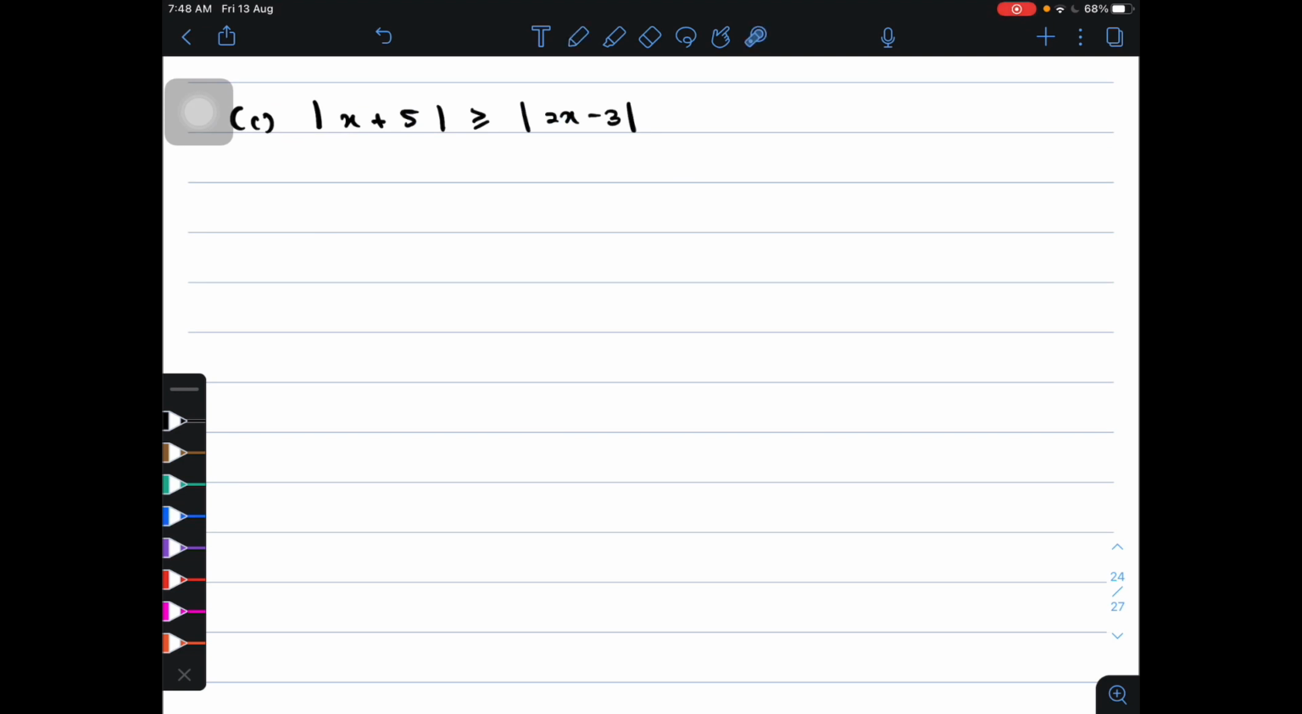Let's continue with question C. So now we can see that we have 2 modulus. And this means that you need to square both sides. So when you square both sides, modulus ni kita anggap dia macam tak ada. So it's just x plus 5 square more or equal to 2x minus 3 square.